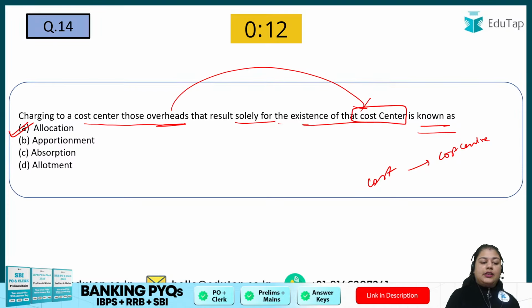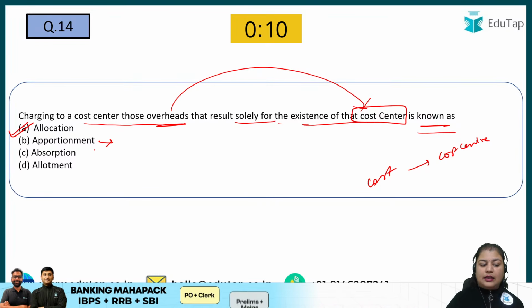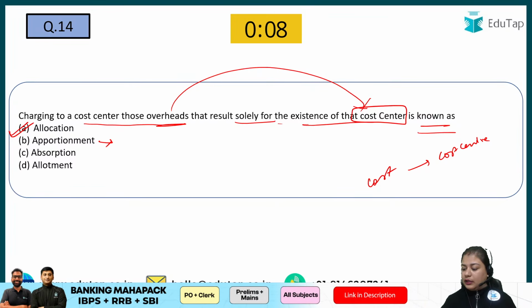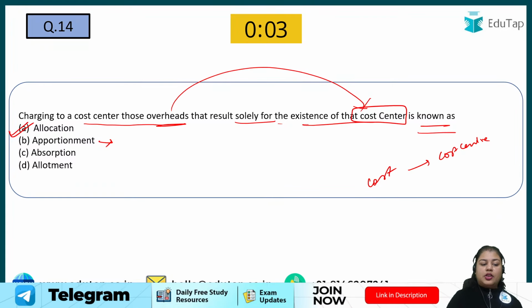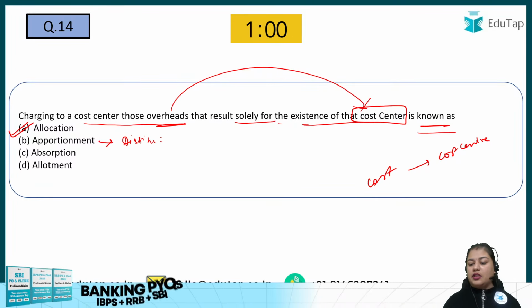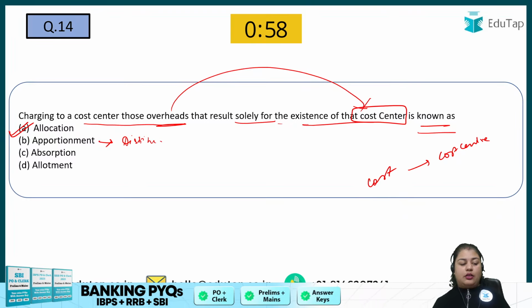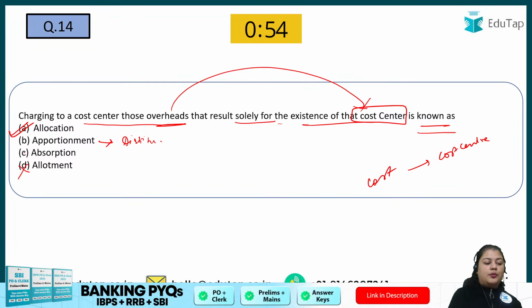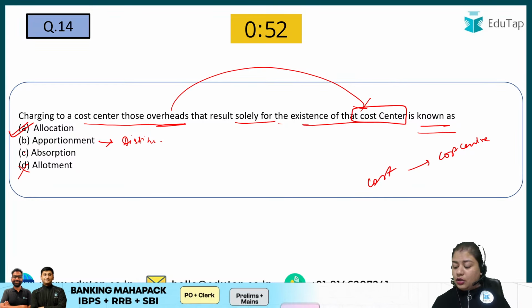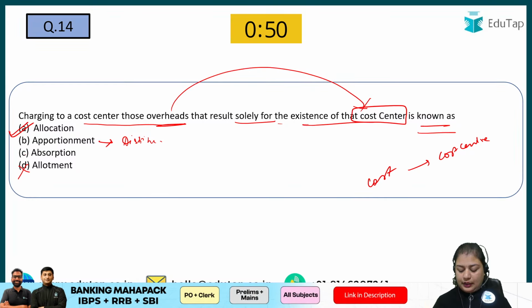What is apportionment? When I cannot easily identify it, what do I have to do? I have to distribute among the different departments, right? So for apportionment I have to do distribution when I cannot easily identify. But allocation is directly allocating it to the cost center. So yes, the answer is A. Allotment is nothing. What is absorption? Absorption is to charge it to the product, right? The product will absorb its overheads.